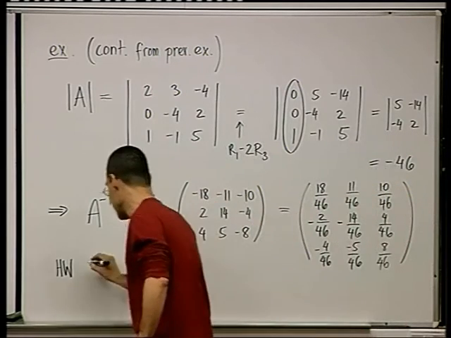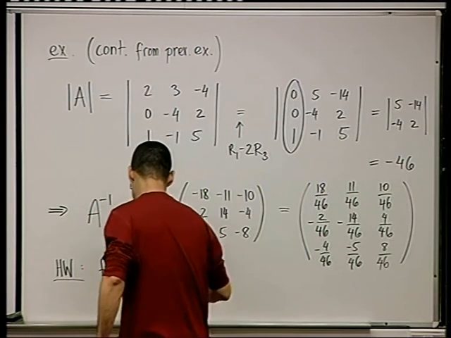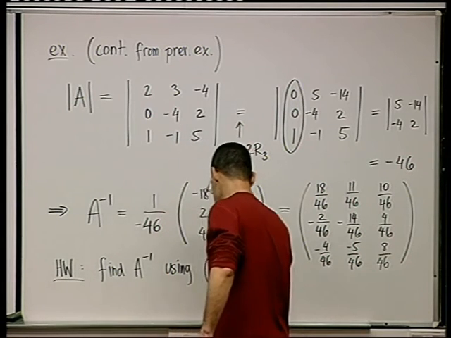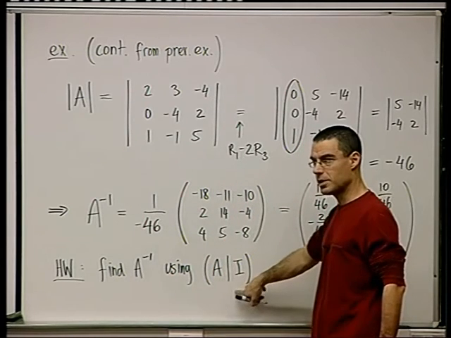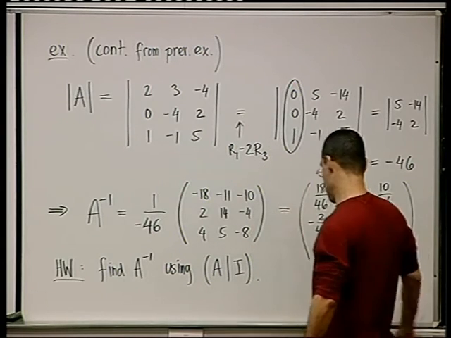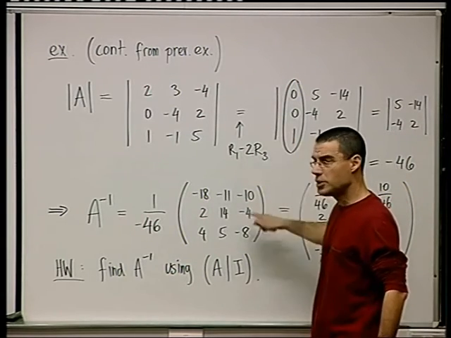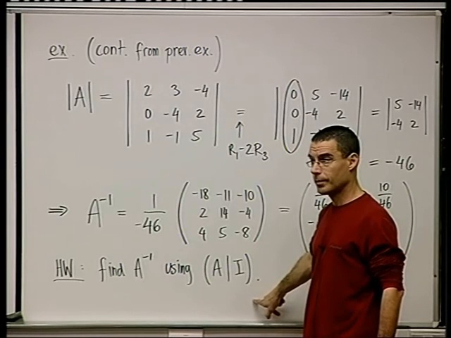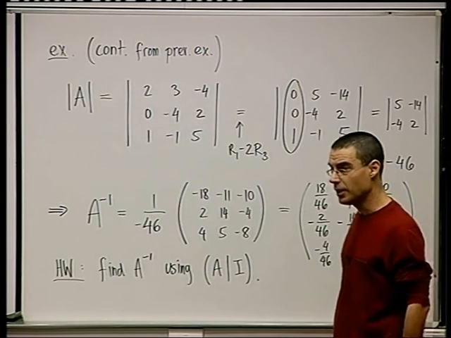Let me just write the homework. Find A inverse using A alongside I. So everybody understand what I mean by using this thing. Okay? And see that you get the same thing. So the point is that I'm not saying that what we just did is easier than this. In fact, I would guess that this is easier. Okay? So why did I just spend time on presenting all this?